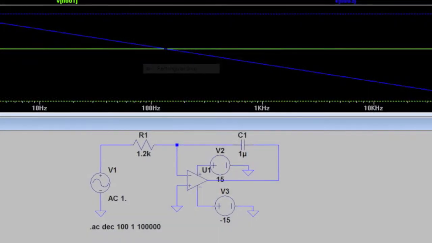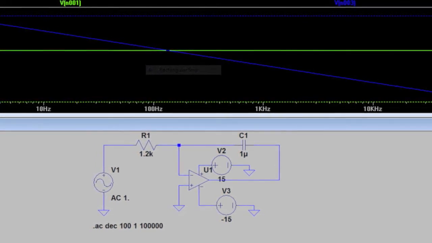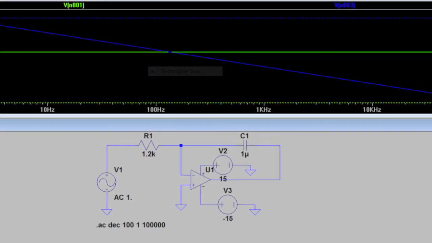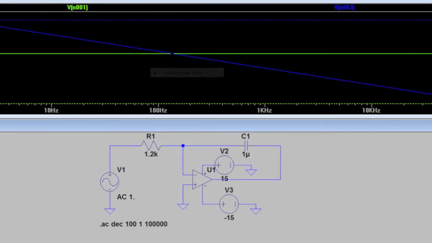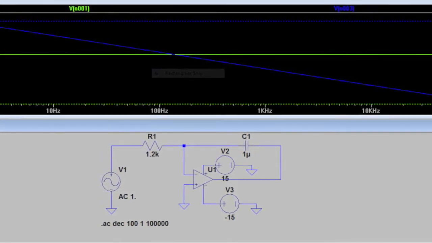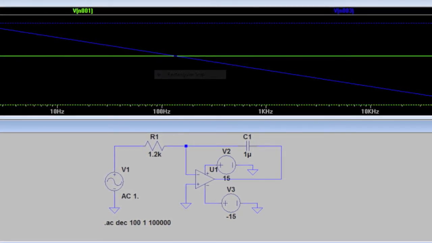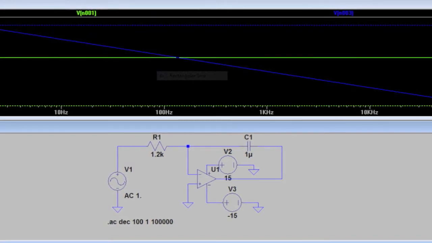Here's our LT Spice simulation where our alternating current goes into a 1.2K ohm resistor, which then branches into a capacitor, which is 1 microfarad, and meets up with the output of our op-amp. The other branch goes into the inverting input. The non-inverting input is attached to the ground. Here the blue line shows our V output.